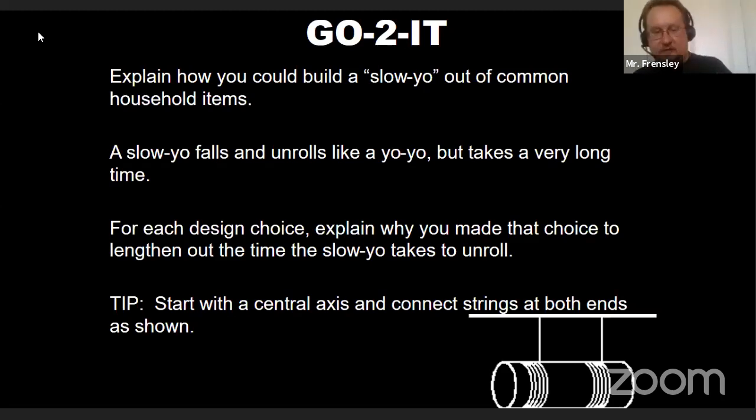All right. So you're going to start with what's the central axis going to be made out of. We're going to pretend that strings are on both ends. And then you're not only going to design it, but I want you to tell me, why did you make the design choice you made? I did this because I think this is going to make it take longer to reach the ground, and talk about why. Talk about physics quantities, right? So I'm going to give you 5 minutes to, on your paper, design your slow yo. On your mark, get set, go.